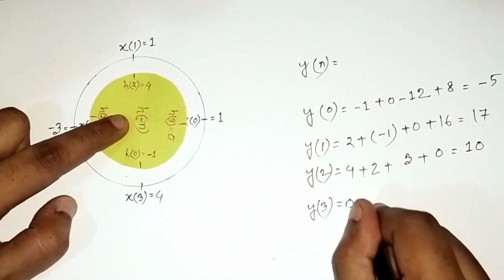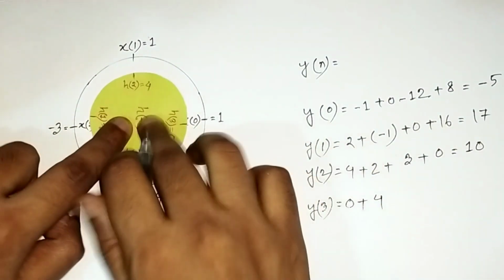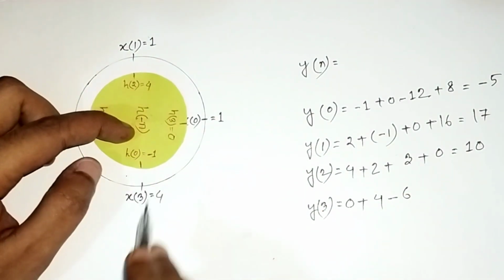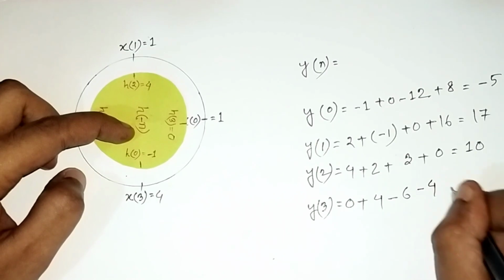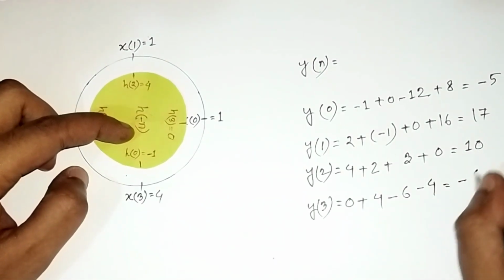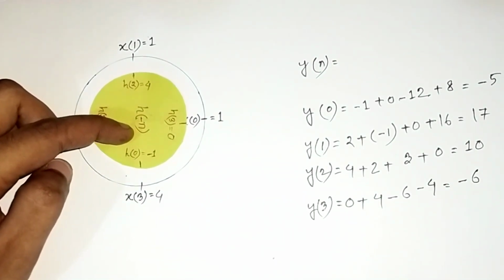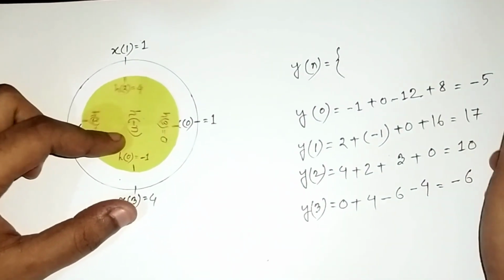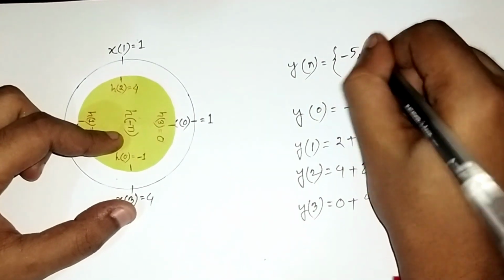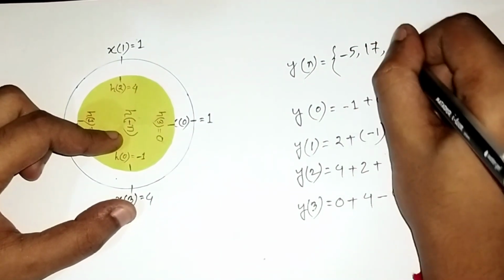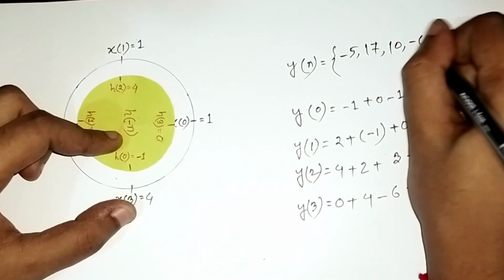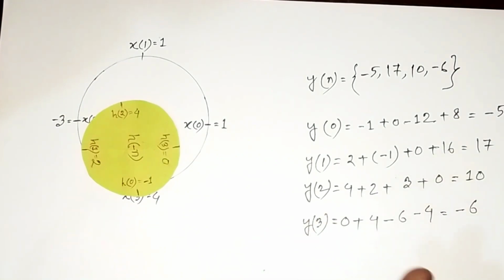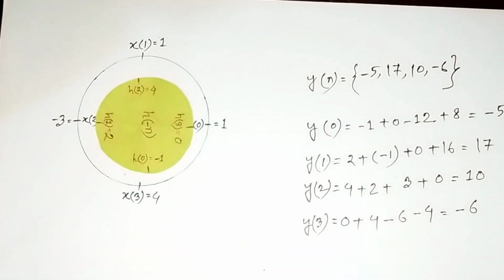0 times 1 is 0, 4 times 1 is 4, 2 times negative 3, that means minus 6, minus 1 and 4, minus 4. Wait, the output will be negative 6. So our answer will be negative 5, 17, 9 and negative 6. This is how we circularly convolute two sequences.